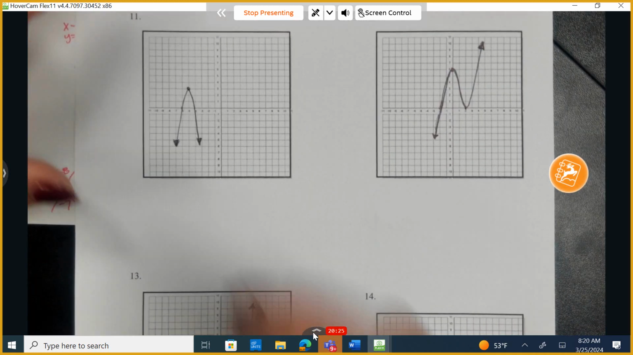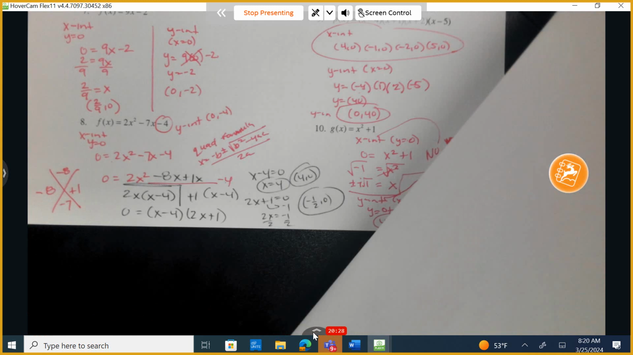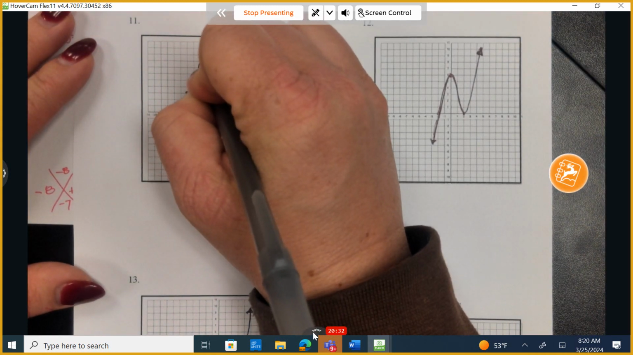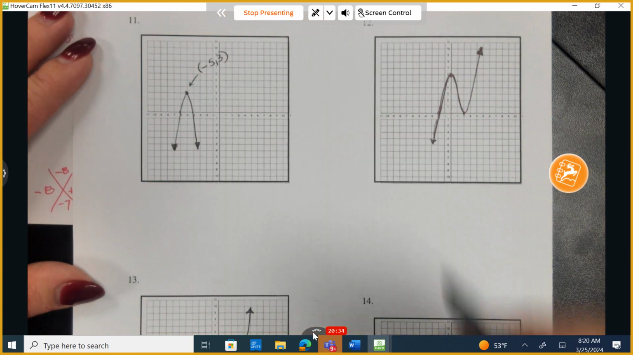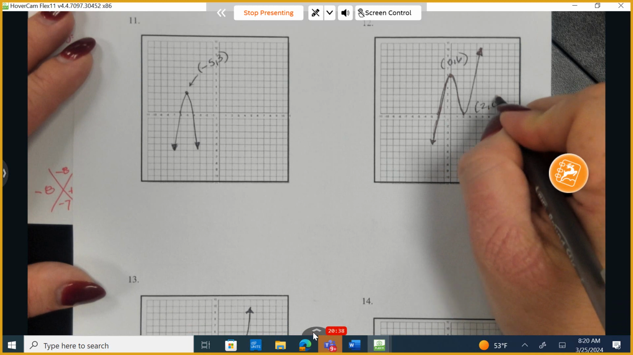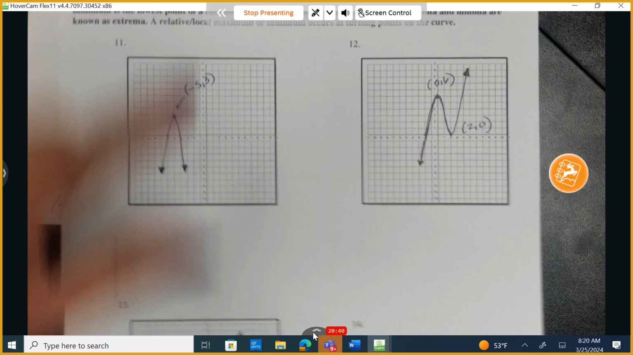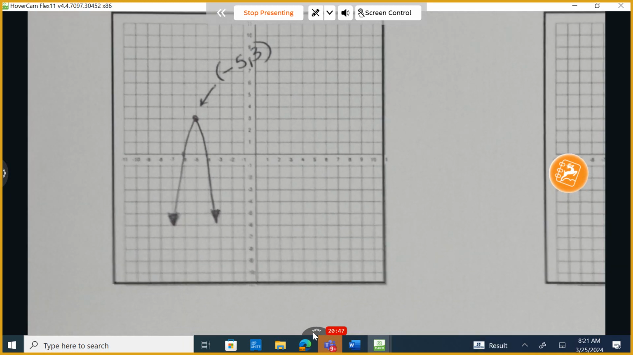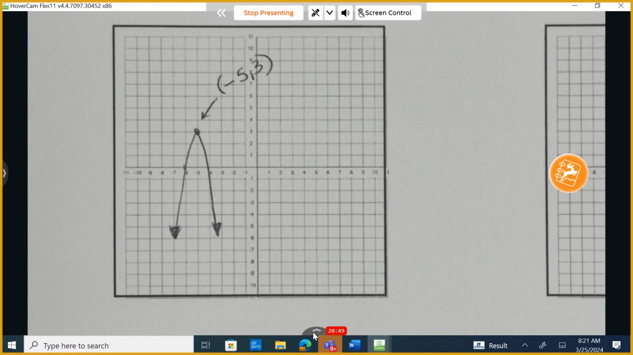So let's take a look right now. Okay, tell me what you know about this. This is going to be the point negative 5, 3. This is the point 0, 6. This is the point 2, 0. Okay, what do you know about just this graph in terms of relative and absolute maximum mins? Turn to your partner. What could you come up with in 20 seconds? Go.